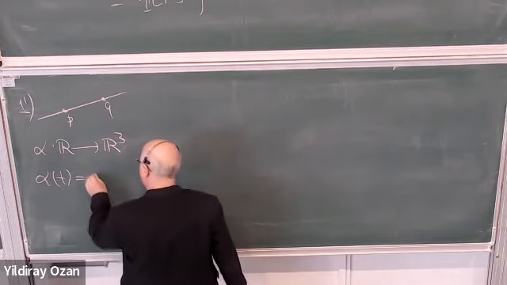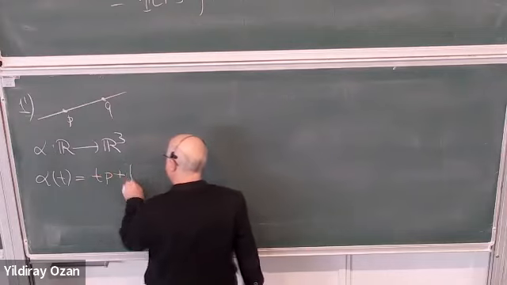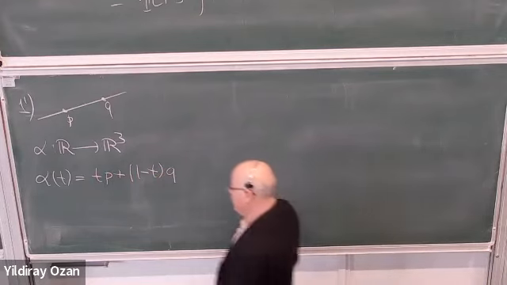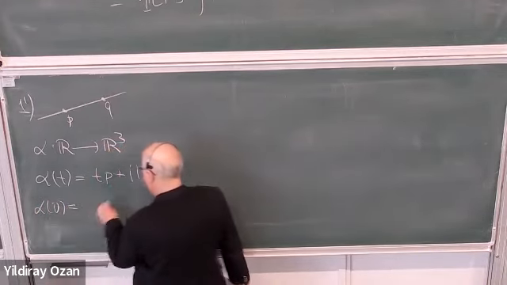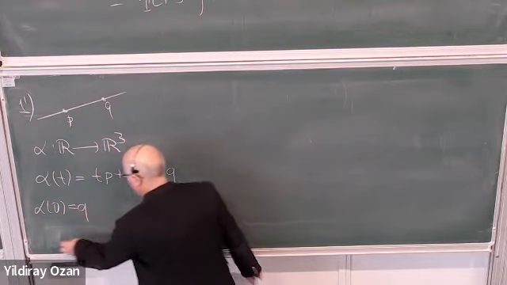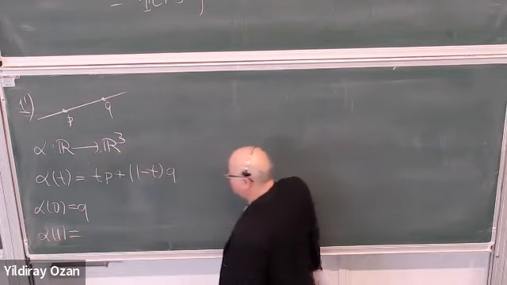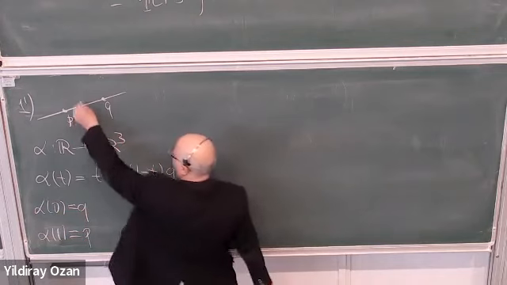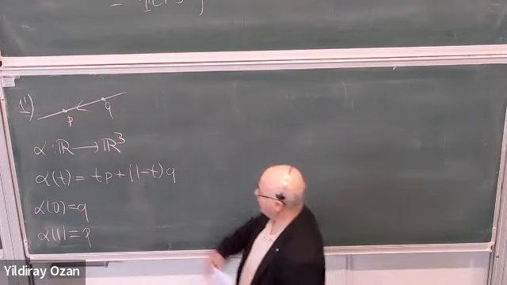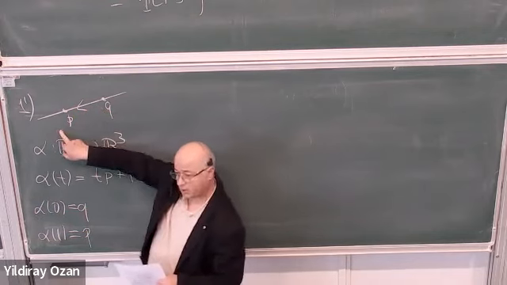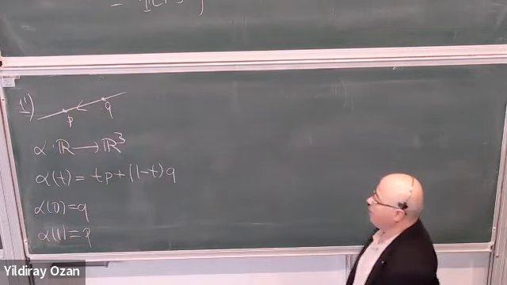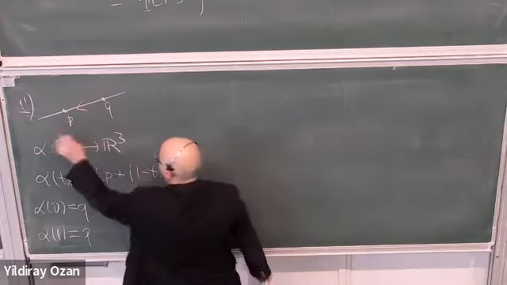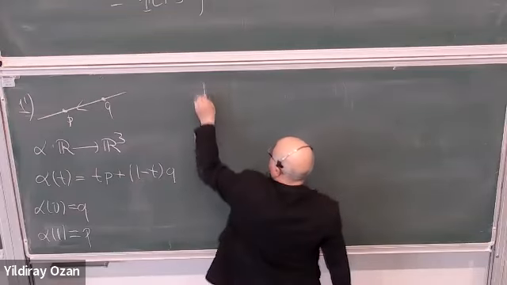So it is t P plus (1 minus t) Q. So when you plug in 0, you are at the point Q, and when you plug in 1, you are at the point P. So this line goes this way, right? At 0, you are at this point, and at t equals 1, you are at this point. This is one parameterization for this line, actually.